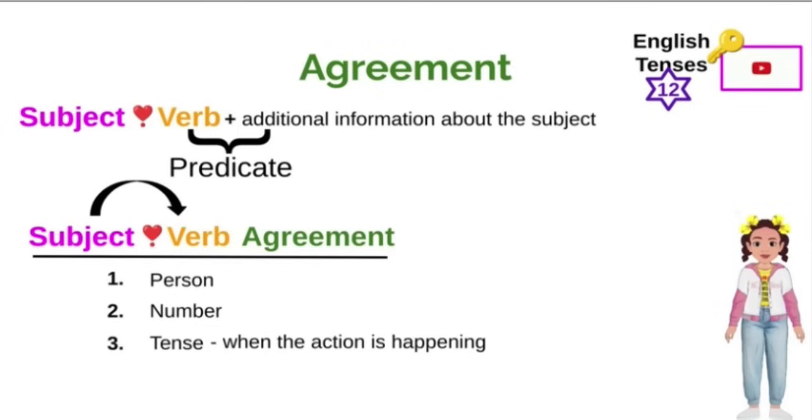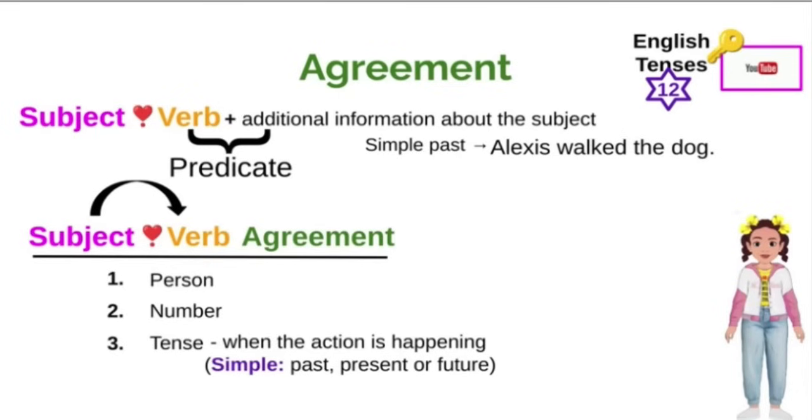Let's look at 3 sentences in the simple past, present, and future. Simple past. Alexis walked the dog. Alexis is our subject. Walked is our verb. What's our predicate, Autumn? Walked the dog. There we go. Walked the dog is our predicate.